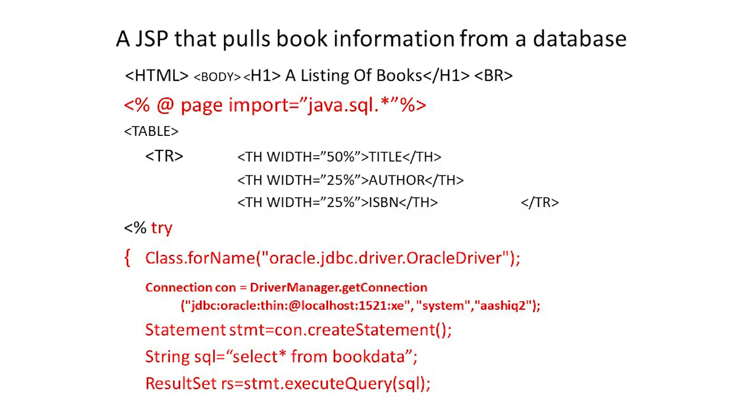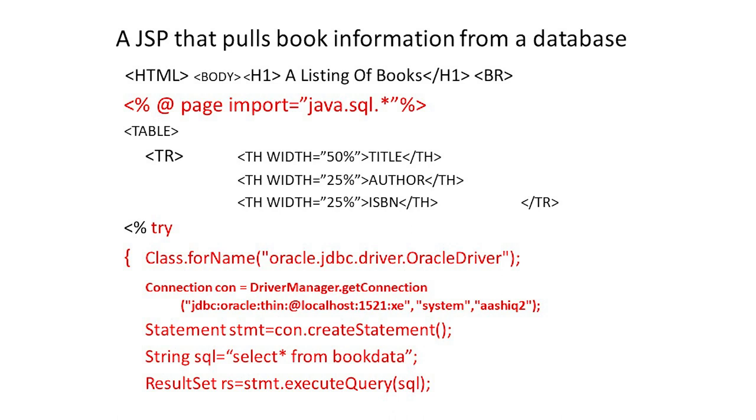And try catch, now I am explaining the try catch block, which you have already learned in the Java programming language. So this is the program of the try catch block. Here this is the database connectivity JSP program that pulls book information from the database. We have a book database and we have to search a particular type of book, or find the complete list of books also.